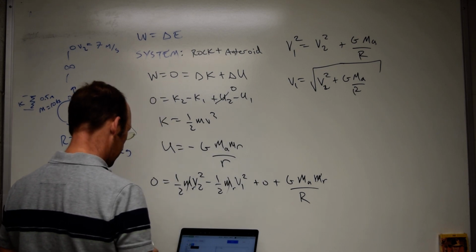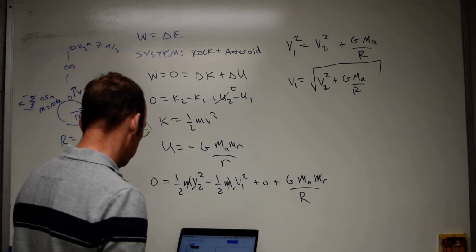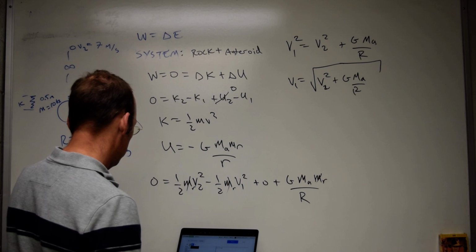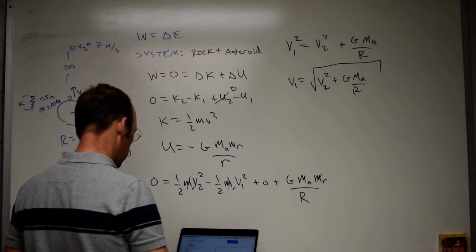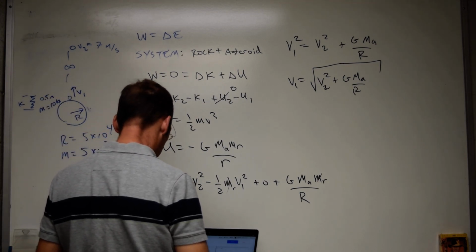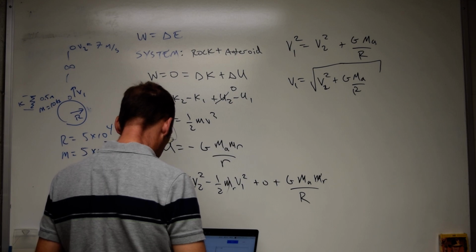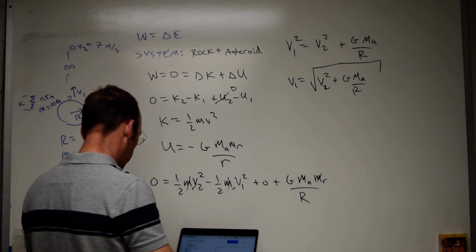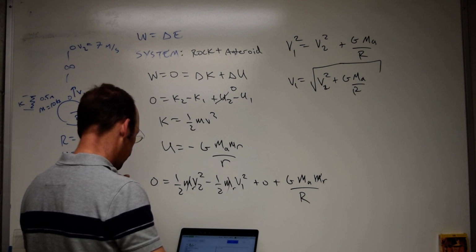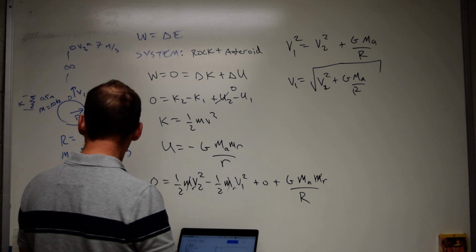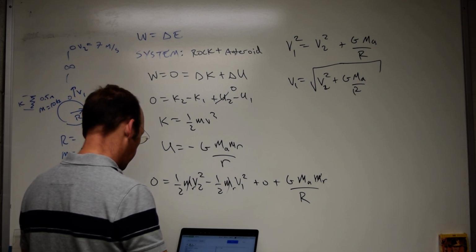And oh, I get 7 meters per second. Oh, I printed the wrong one. V1 is that. Why am I getting 7? V2 squared is 7 plus G, 6.67 times 10 to the negative 11th, MA. I think my asteroid doesn't have enough mass.